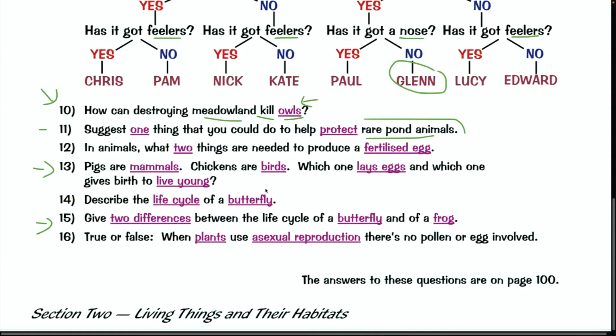And next one, it's the last one, I guess, actually, 16. True or false? When plants use asexual reproduction, there is no pollen or egg involved. Again, tell me if it's true or false. Is it true or false? What do you think? Maybe yeah, maybe no. So think about it, read the pages before, and then answer that for me.